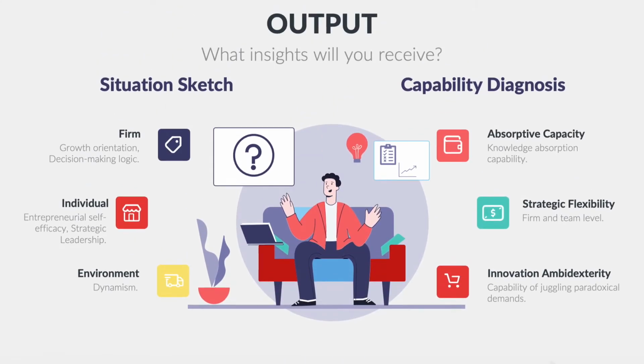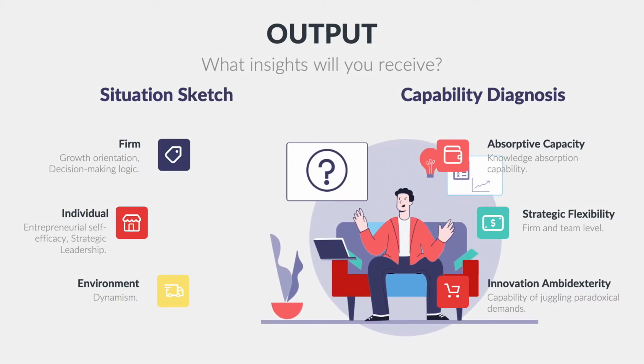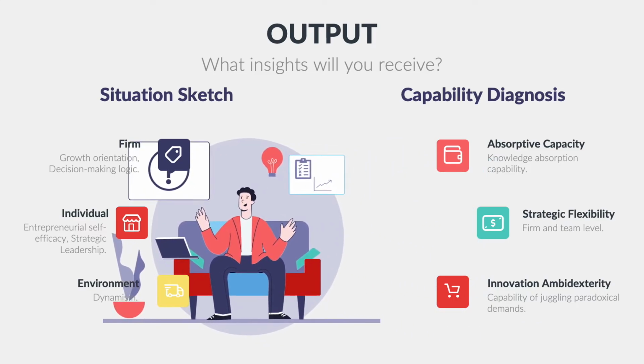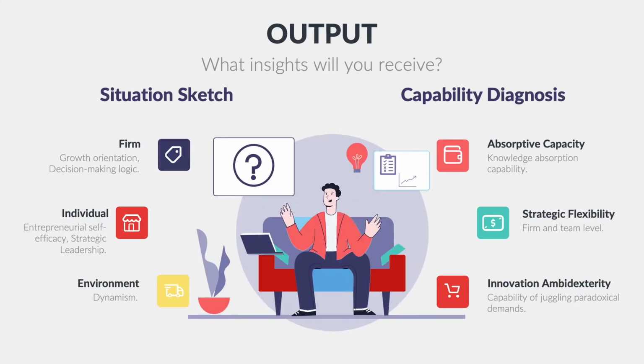But maybe the most interesting question of all, what insights will you actually receive from this report? The final report will contain 2 large parts. One is a situation sketch, which can basically be understood as a multi-level profile of the company, and another is a capability diagnosis, which contains information on how the firm scores on the development of 3 firm-level capabilities that have been found to be critical to confront the challenges that we've just discussed.